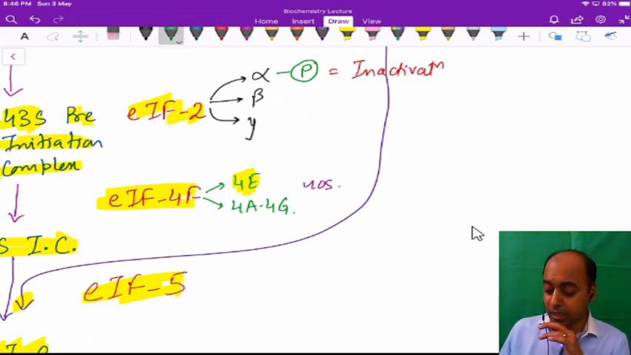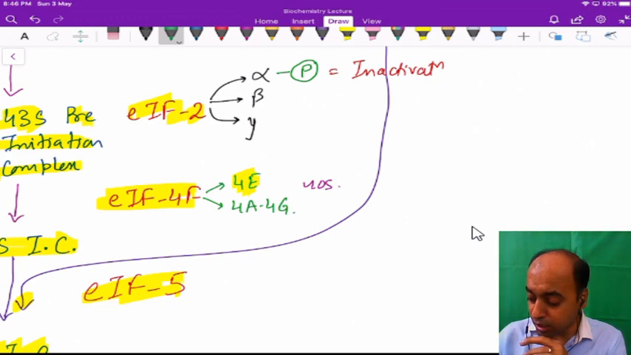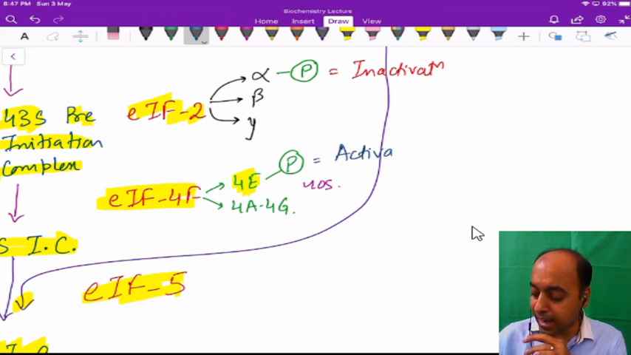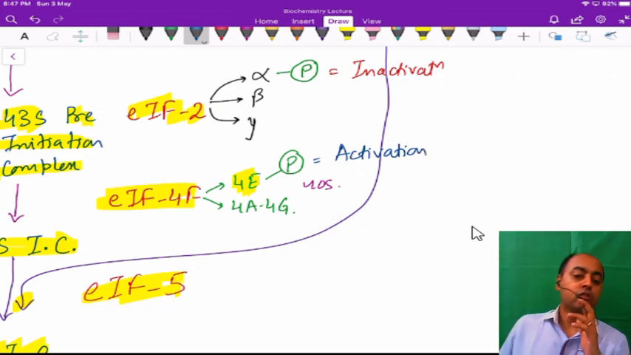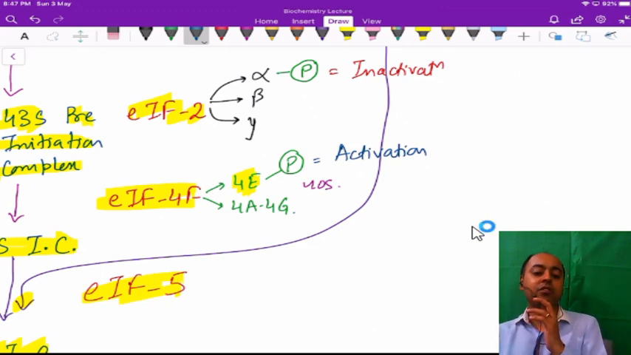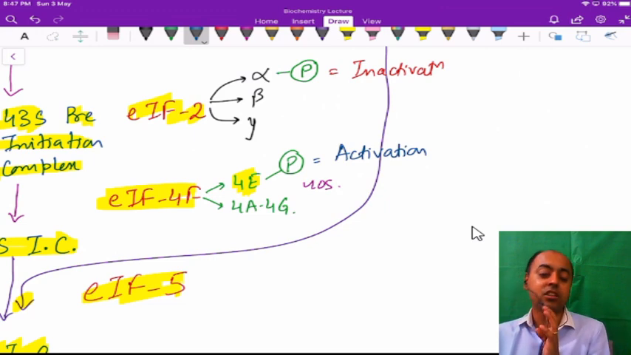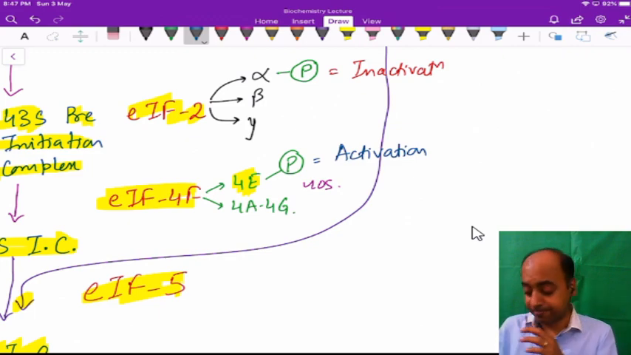In a similar manner, the initiation factor 4F subunit 4E also undergoes phosphorylation, but here the effect of phosphorylation is different. It causes activation. So phosphorylation of initiation factor 2, inactivation. Phosphorylation of initiation factor 4F causes the activation there under the control of various environmental stimuli as well as the hormonal stimuli. Details are not required at your level. Just remember that phosphorylation of initiation factor 2 is inactivation. Phosphorylation of initiation factor 4F results in activation of the initiation process, which is the first stage of translation.